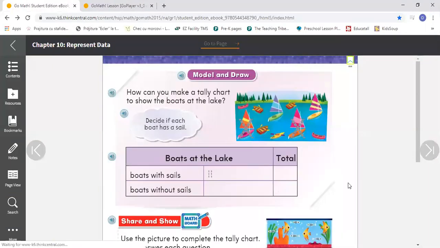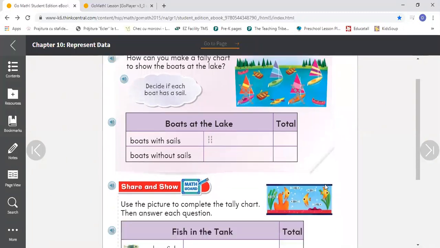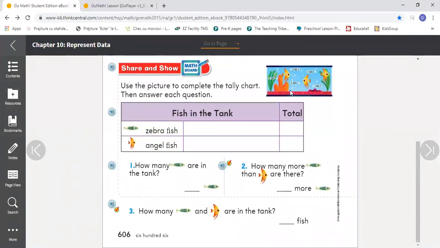book. And if you see here, we just had the exercise with the boats at the lake. And now let's try together one with some fish. We have here fish in the tank. This is the title of our tally chart, yes? So let's see together. We have to use the picture to complete the tally chart. Then answer each question. So we will try to fill in together how many zebra fish and how many angel fish we have in this tank, yes?